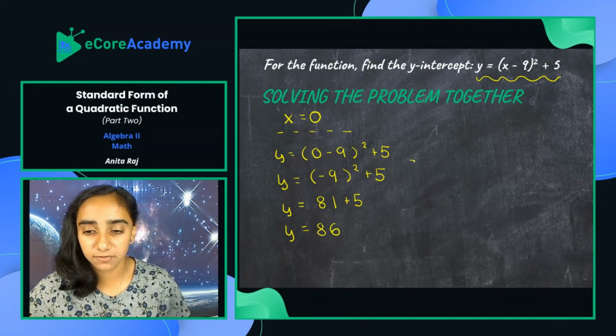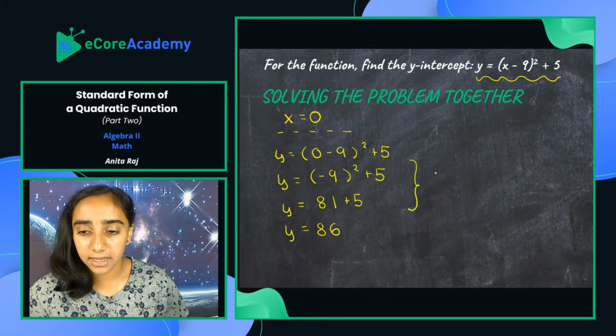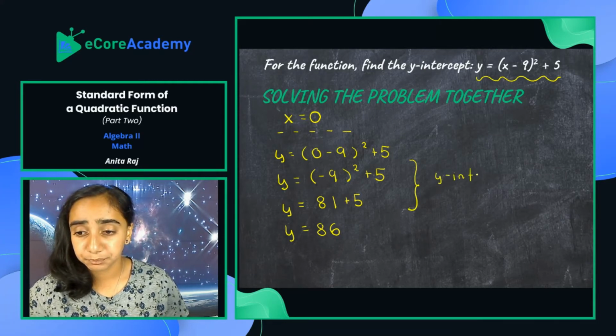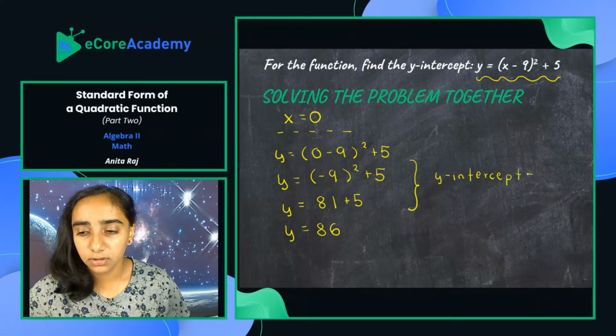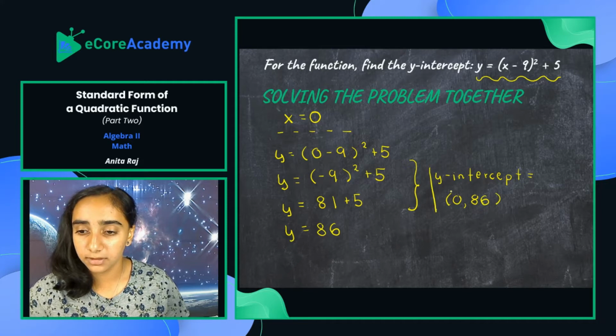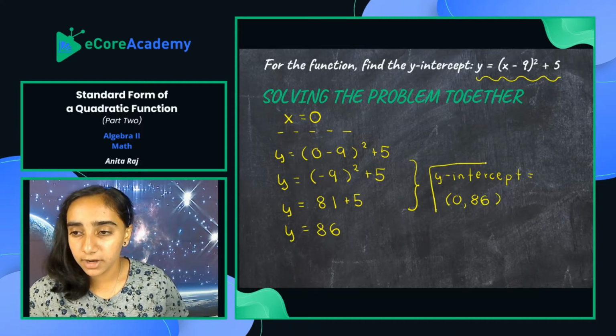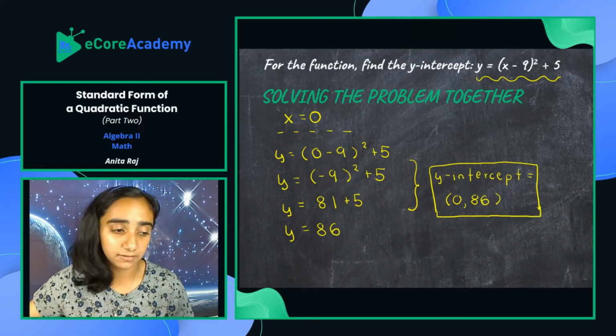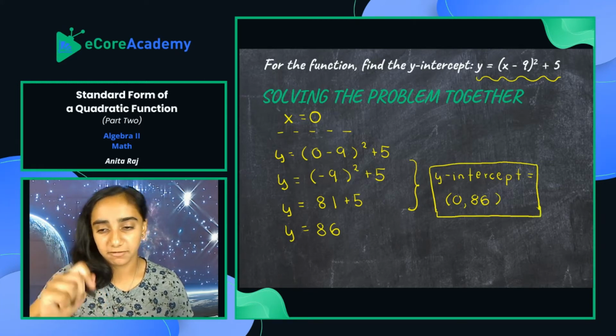So now let's write the final answer, but we're going to write the answer as a point. So your y-intercept is equal to the point (0, 86) for the quadratic equation y equals the quantity x minus 9 squared plus 5. So this would be your final answer, and this is the workout of how we got to that final answer, written on the screen right here.